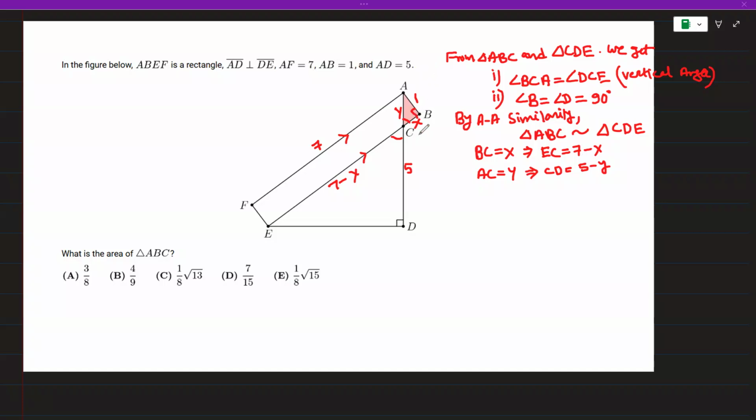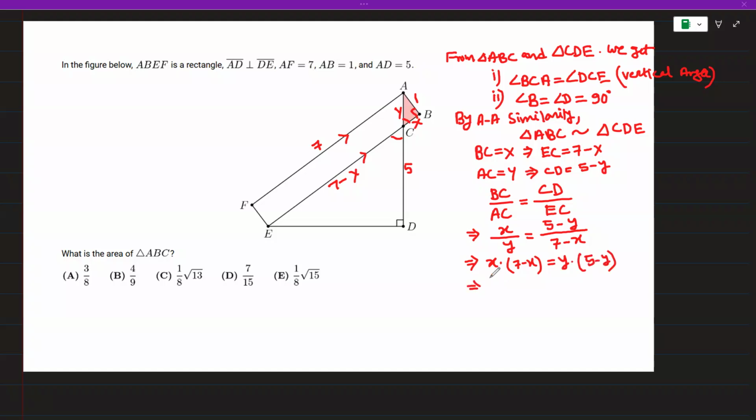Now we use here the corresponding parts theorem, CPCT. Since these two triangles ABC and CDE are similar, using CPCT we can see that the ratio of these sides BC over AC equals the ratio of this triangle DCE, CD over EC. Now if you substitute the values, BC equals x and AC equals y, CD is 5 minus y over EC equals 7 minus x. Now we just cross multiply that. So x times 7 minus x equals y times 5 minus y.